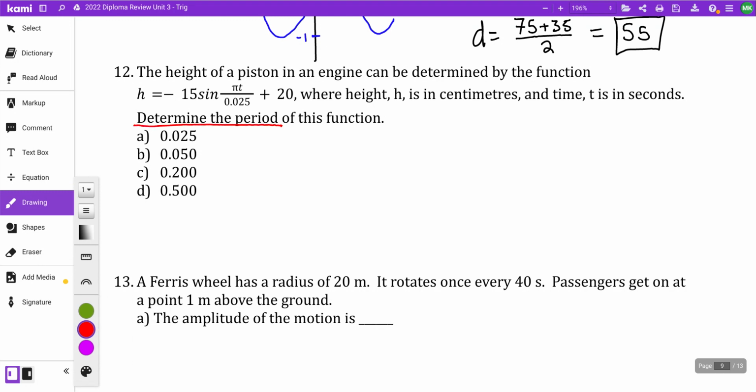Okay, so that's what I'm looking for. A lot of different strategies here. You could graph this in your calculator. You could try to look at that graph and figure out how long it takes to cycle. That's a legitimate strategy. What I would do, though, is I would remember my formula. My formula is period equals 2 pi divided by my b value.